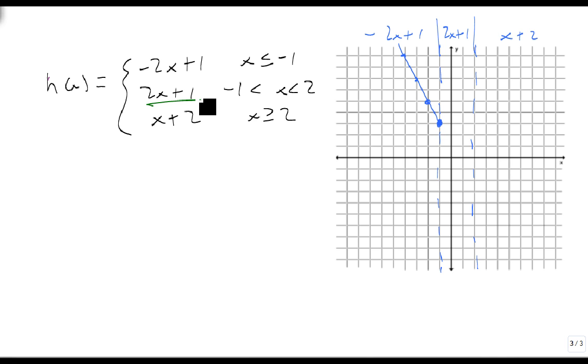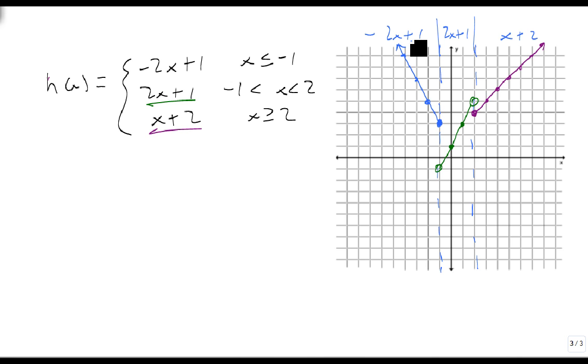We'll do this one in green. It starts at 1, and it goes down 2, over 1 for an open circle, up 2, and then an open circle on the boundary. So it's this straight line right here, which is open on both boundaries. And then x plus 2, if we plug 2 in, 2 plus 2 is 4, so it starts at 4 filled in, and it goes up 1, over 1, up 1, over 1, all the way off to the side. And now we've graphed our piecewise function with three pieces.